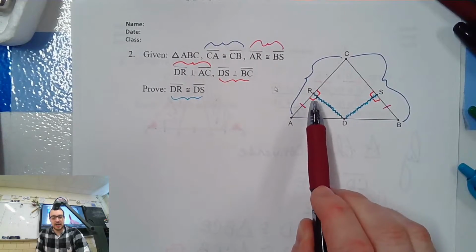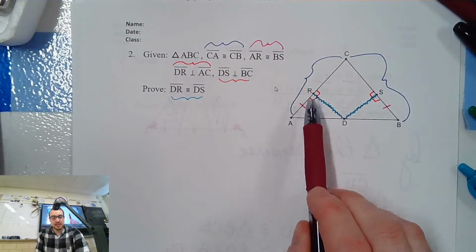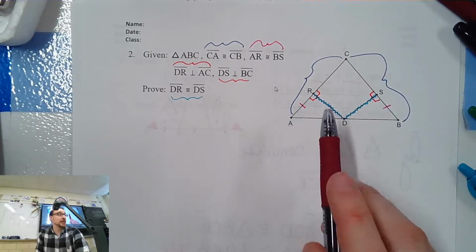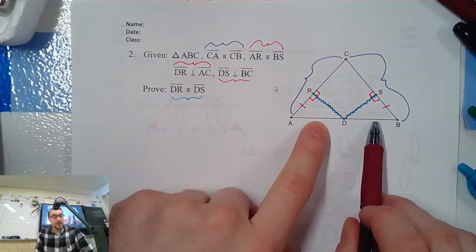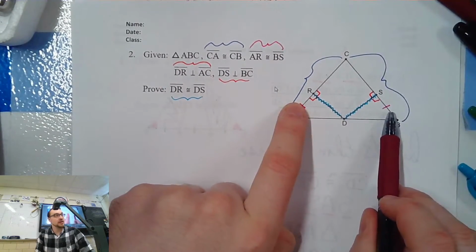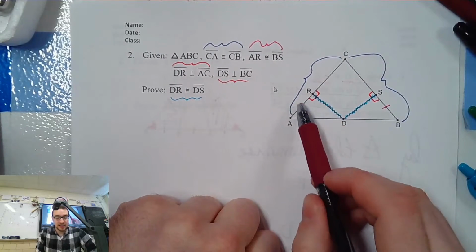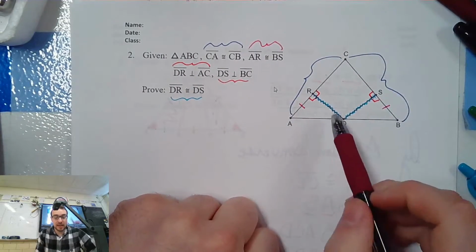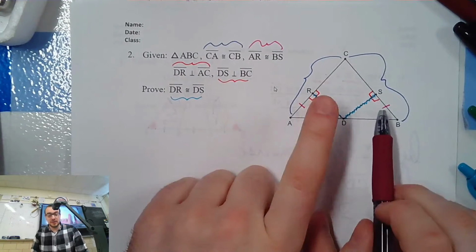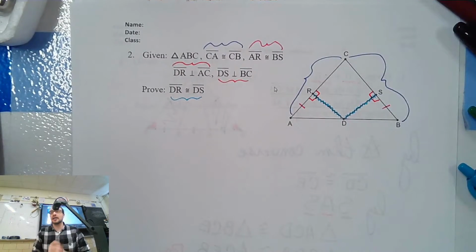Well, it looks like I've got an angle and a side. It's 90, so HL's on the table, right? If I can figure out these two are the same, I win, right? Because then I have hypotenuse leg. Or I can figure out another side and get side, angle, side. Or I can figure out another angle and get angle, angle, side. So I need more information about these triangles. Is there a way I can get it? What do you see, Peters?